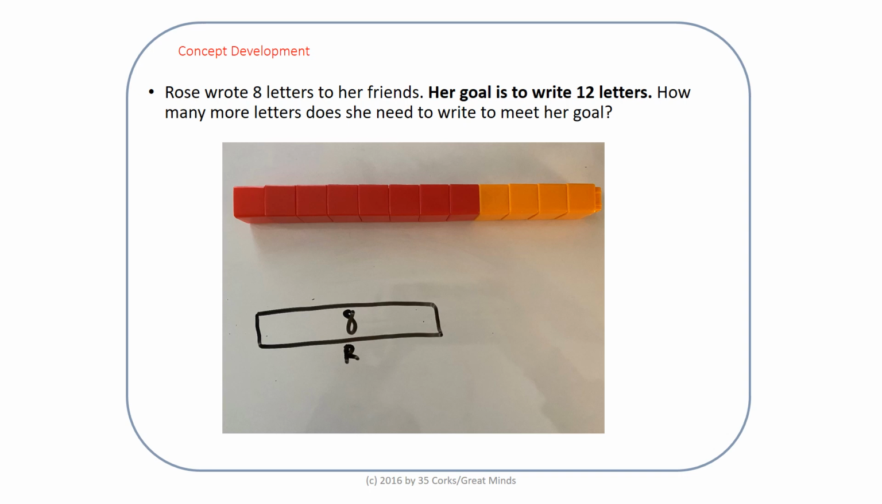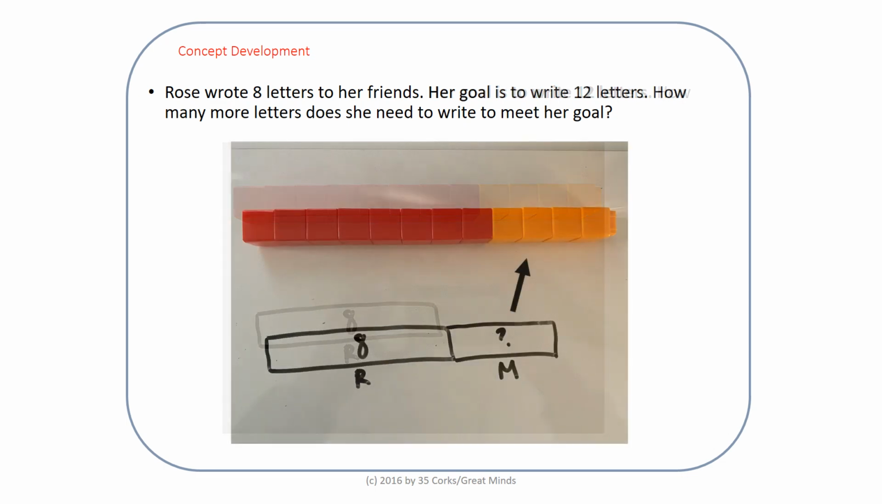So I'm going to draw another part and put a question mark and label it M so you can see what I'm talking about. So now I have my new rectangle with the question mark, the letter M for more, and we just don't know how many that is yet. But I'm pointing to where in my model with my cubes that is referring to.